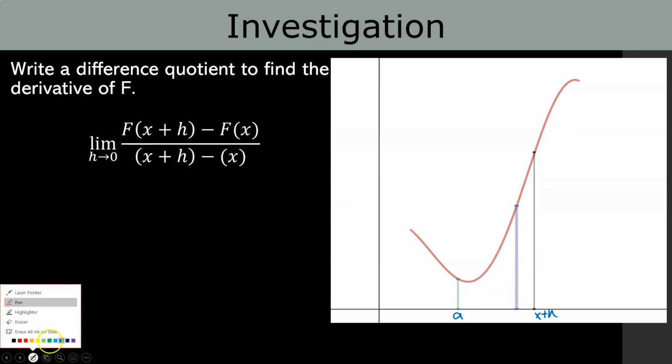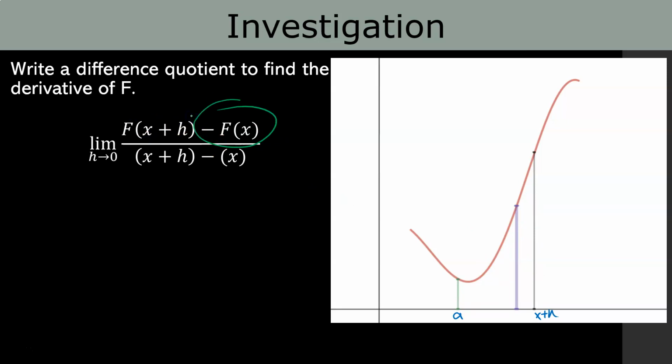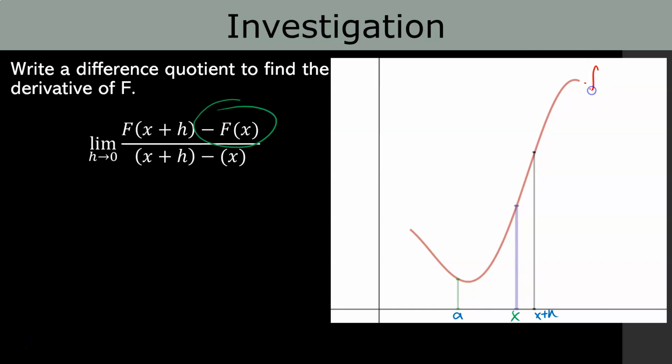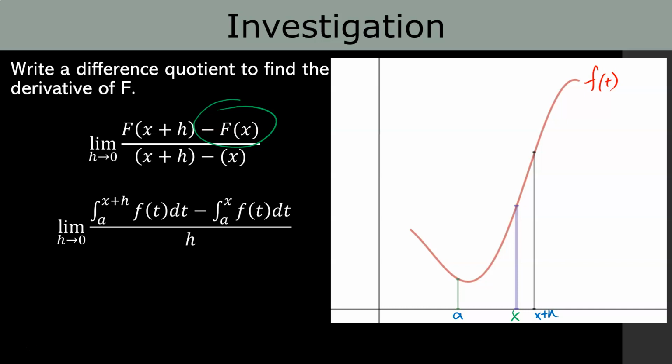And then let's change colors here. F of x, what are we subtracting? That would be the area underneath red f in between a and x. And then, of course, divided by x plus h minus x. I guess we can call this f of t still. Okay. And so we're actually just going to rewrite that here. The limit as h goes to 0. Well, that's part of our derivative. Let's ignore that for a bit.